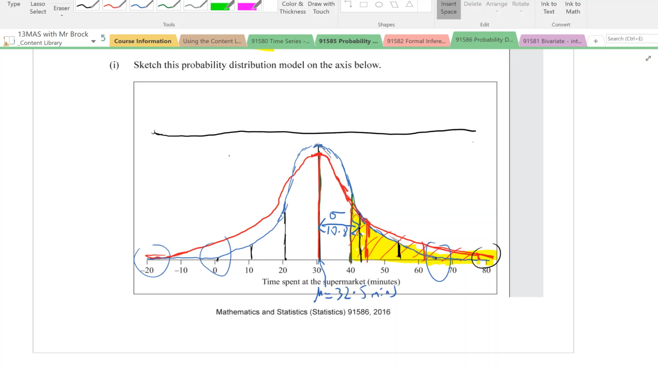Okay, so what must be the left-hand end of that distribution? What can we not go below? We obviously can't go below 0. So anything to the left of there, I need to rub out. So that's already different from this model, isn't it?